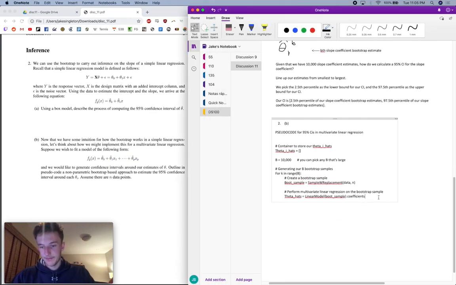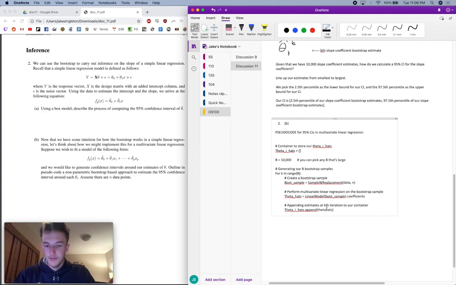Perfect. And so here, now that we have these theta hats, we need to say theta I hats dot append theta hats. So all this step is doing is just appending estimates at kth iteration to our container. And this is almost all done.